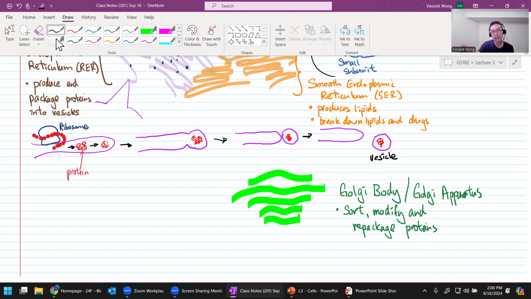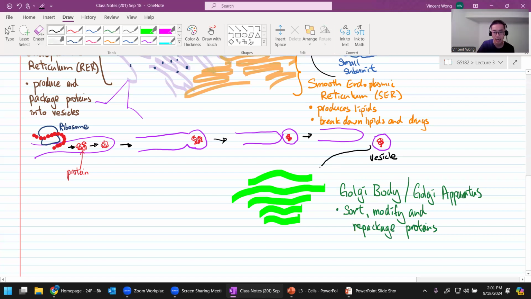Think of them as the post office. It receives all these things from all over the place, and they need to sort them so they know what goes where. Sometimes things that are arriving, the package might be damaged, then they have to repackage it before shipping it off again. So that's what the Golgi body does.